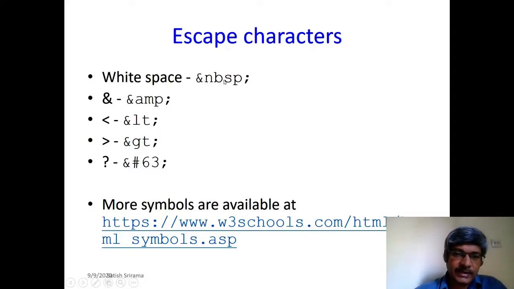Since ampersand escape characters start with an ampersand, you cannot put an ampersand within your text anymore. If you want to put an ampersand, you have to put ampersand AMP semicolon, then it will be displayed as an ampersand. Similarly, almost all our tags have less than and greater than symbols, and some parameters have attributes and question marks. If you want to put these in the text, again you need escape characters: LT semicolon for less than, GT semicolon for greater than, and so on.